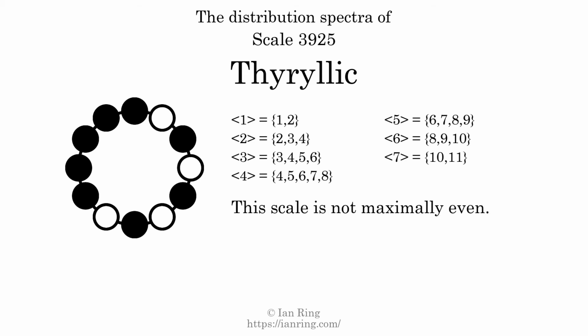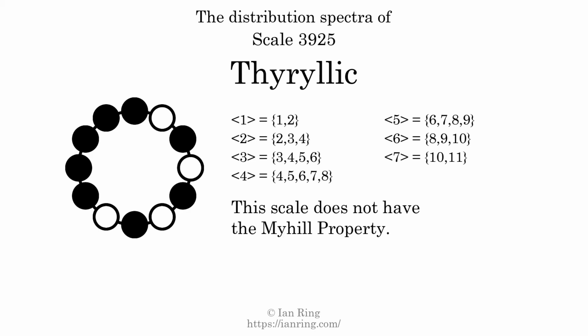The highest spectrum width is 4. Since this is greater than 1, we know that this scale is not maximally even. If every spectrum has exactly 2 specific intervals, we call that the Myhill property. This scale does not have the Myhill property. Since the generic interval ranges overlap, this scale is an improper scale.